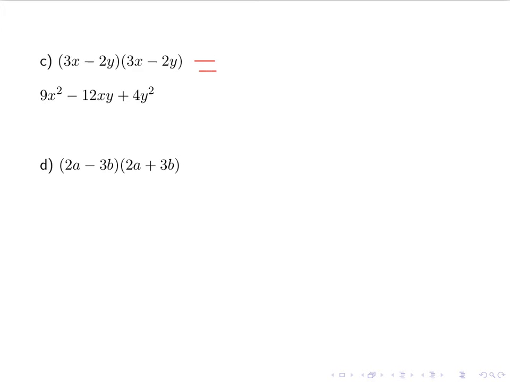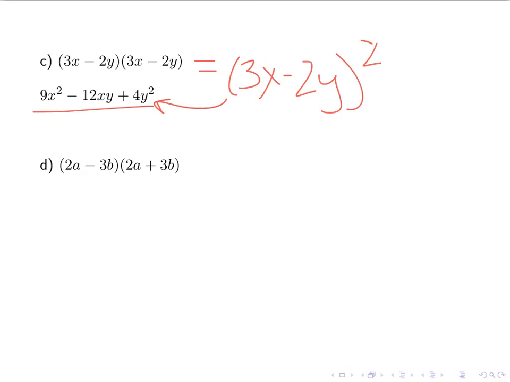Notice that this first one I could have also written as 3x minus 2y, squared. So I have a binomial being squared. It's the same two factors. And if I have a binomial being squared, I'm always going to end up with a trinomial, so 3 terms. And that's something that's important to remember later on in your math career. Whenever I'm squaring a binomial, I always end up with 3 terms.